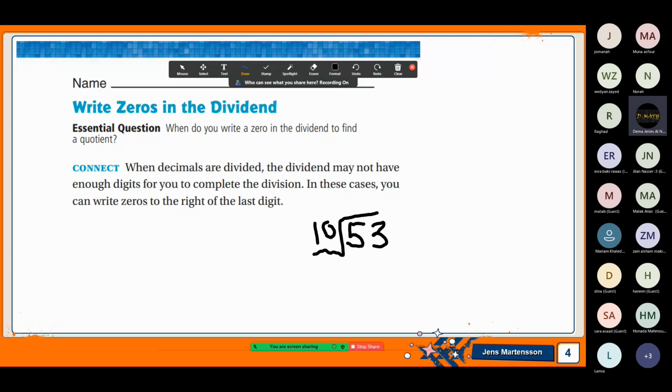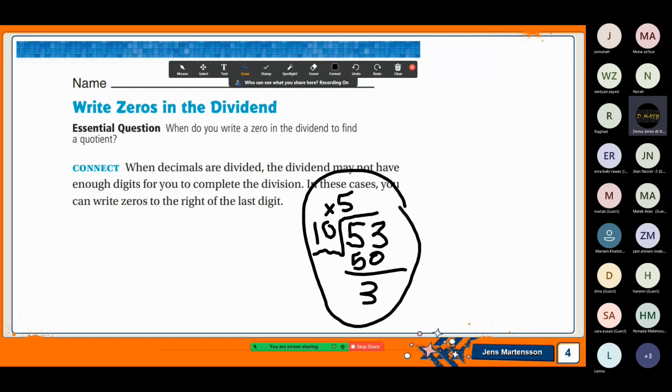Now, when you divide 53 by 10, you can say 5 times 10 is 50, and the remainder is 3. So one way of writing the answer is 5 remainder 3. But now you are getting bigger. How can we divide without keeping any remainder? What do you have to do?